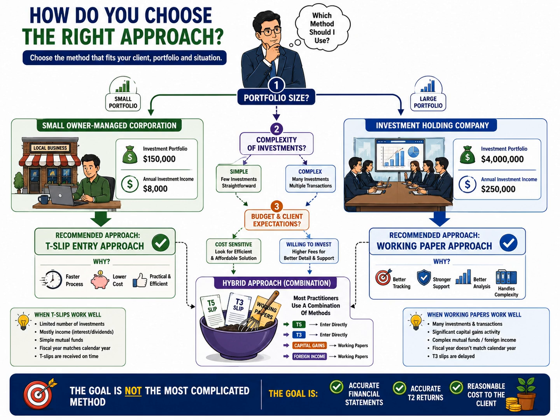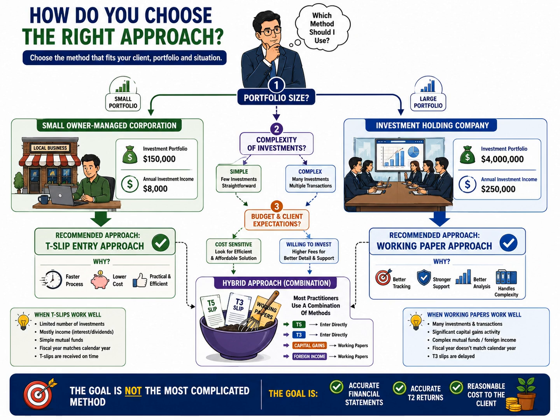The second factor is complexity. Even a relatively small portfolio can become complicated if it contains mutual funds, foreign investments, capital gains, return of capital adjustments, or frequent trading activity. As complexity increases, detailed working papers become increasingly valuable. The third factor is client expectations and budget. Some clients prioritize lower compliance costs and are comfortable with a simpler reporting process. Others are willing to invest additional time and accounting fees in exchange for stronger documentation, greater transparency, and more detailed analysis.